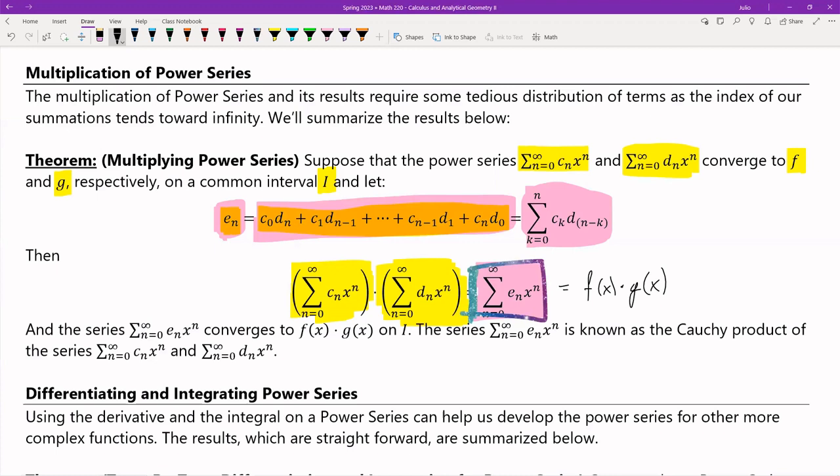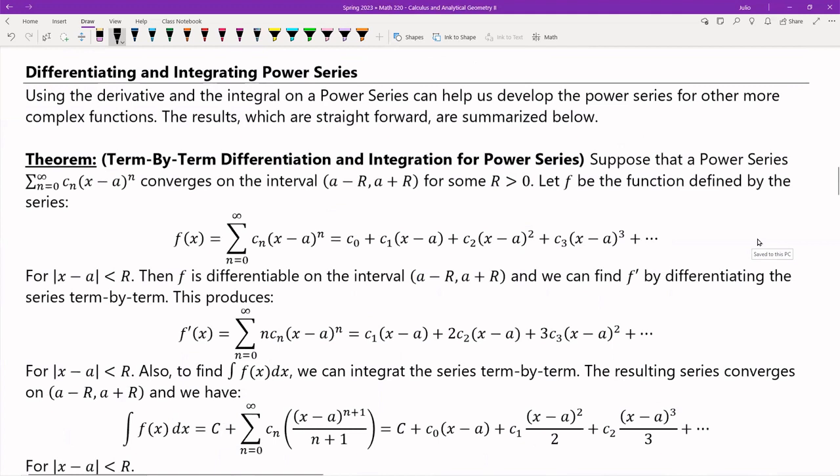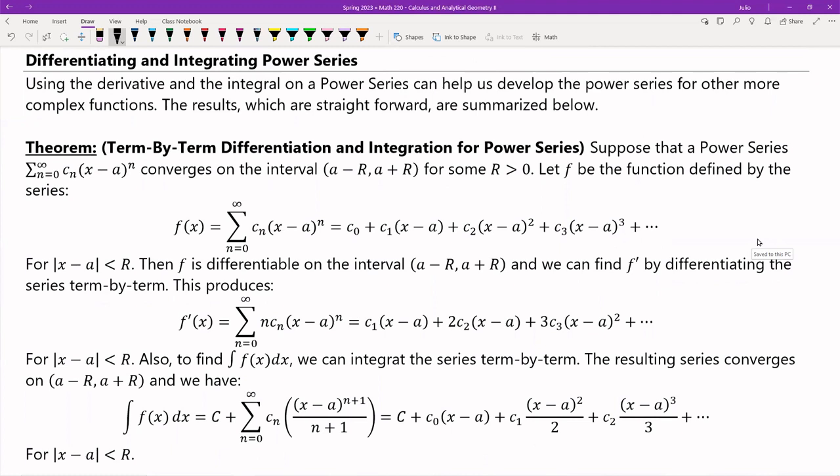The big one that I want to get to is differentiating and integrating power series. Okay, this is the more important one, because this is the thing that we're going to be using in our next section, in section 6.3. Okay.